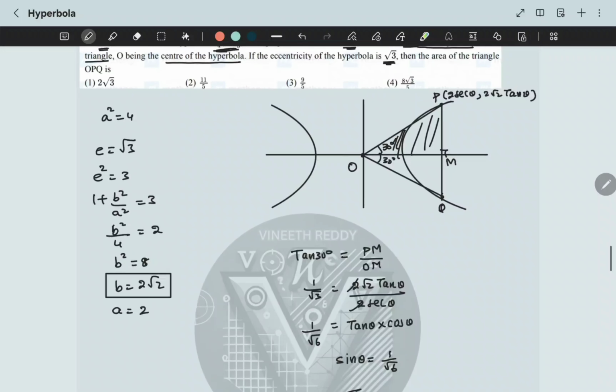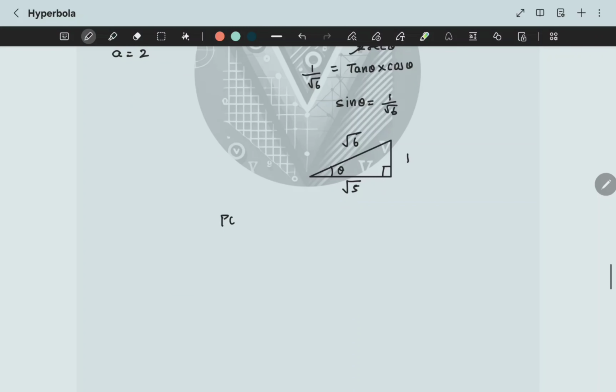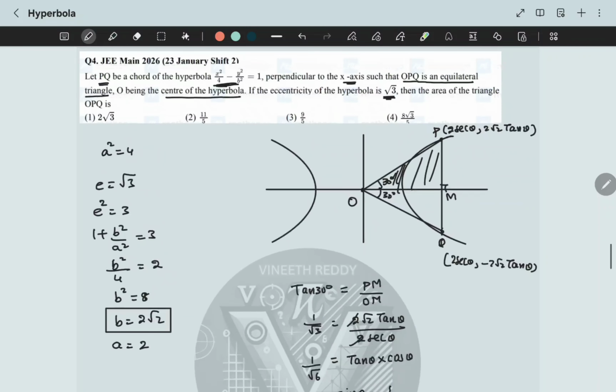So what is he asking? He's asking us to find the area of the triangle. Q will be (2 secant theta, minus 2√2 tan theta). So we can easily find PQ, dear students. PQ will be 4√2 tan theta, where tan theta is 1 by √5. So we have 4√2 by √5.